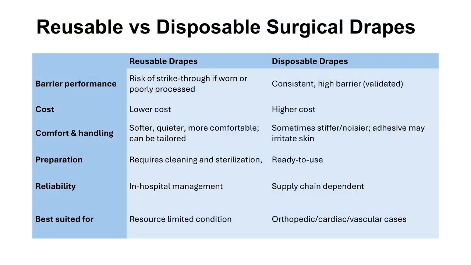Here is a simple comparison between reusable and disposable drapes. Reusable drapes are cheaper, softer, and good for resource-limited settings, but the barrier may fail if they are old or not processed well. Disposable drapes give a more consistent and high barrier, but they cost more and depend on supply availability. In short, reusable equals cheaper but needs good sterilization. Disposable equals better protection but higher cost. Next, let's look at the techniques for catheter insertion.